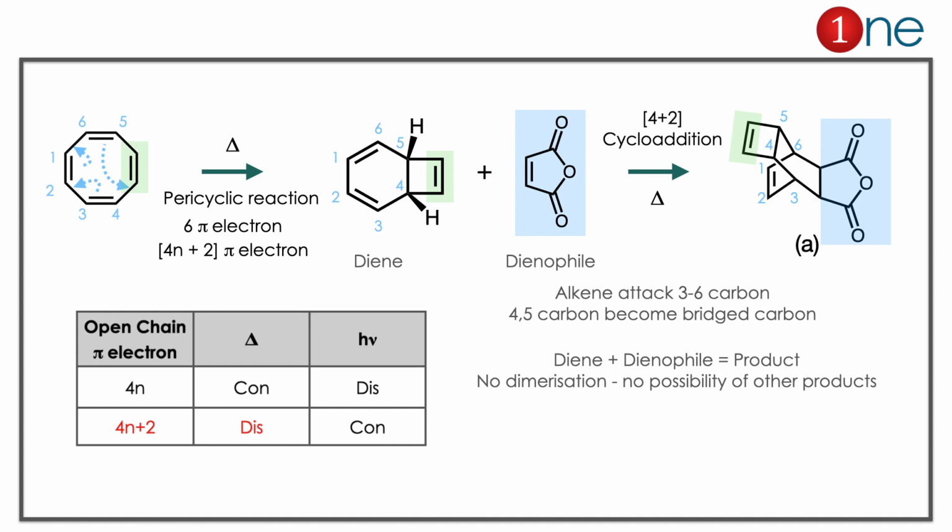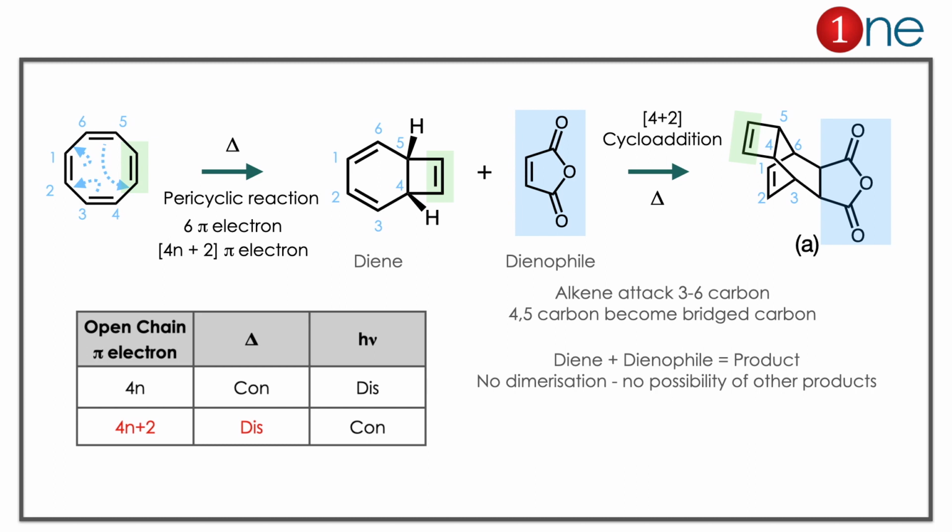Next step you are reacting with the anhydride. Anhydride will act as the dienophile. The previous product acts as the diene. So the reaction between diene and dienophile, definitely the 4 plus 2 cycloaddition is possible because of the same thermal condition. So the 4+2 cycloaddition occurs, C4 and C5 become the bridged carbons. So the 4 member ring becomes bridged there and the anhydride is directly attached, which is clearly product A. Here the alkene attacks the 3,6 position, and the 4 carbons become the bridged ones.